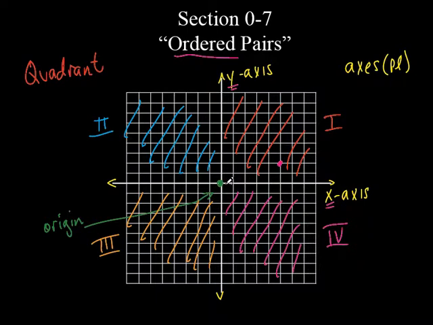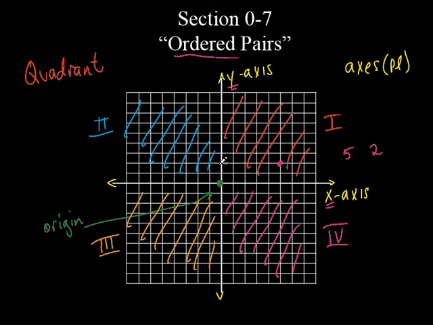So if we start right here, let's count how many blocks we go over, okay? 1, 2, 3, 4, 5. And we went to the right. That's positive. That's a positive 5. And then we go up to this point. We go 1, 2. So we went 5 in the x direction, and then we went 2 in the y direction to get to this point.